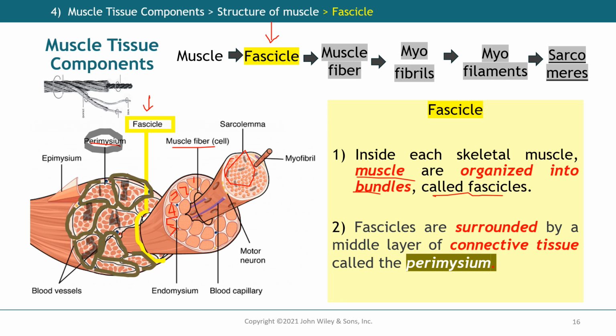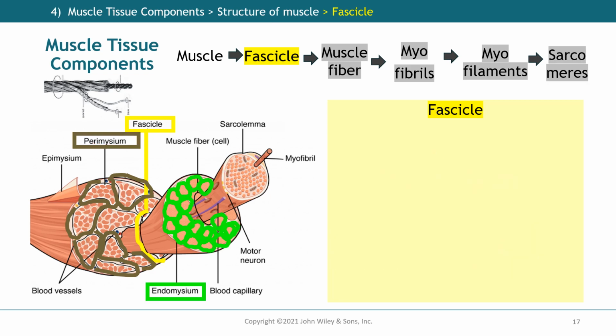Now let's go inside of the muscle fiber, and let's talk a little bit about the endomysium. So we just talked about fascicles, and I told you that the fascicles are surrounded by perimysium, and that each fascicle is formed by muscle fibers, and those muscle fibers will also be surrounded by a structure, a connective tissue called endomysium.